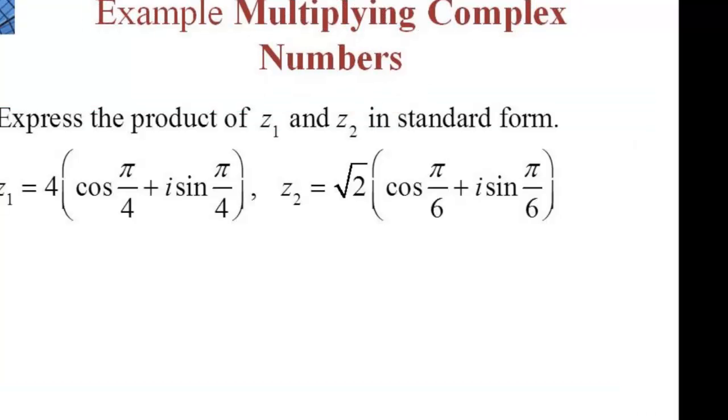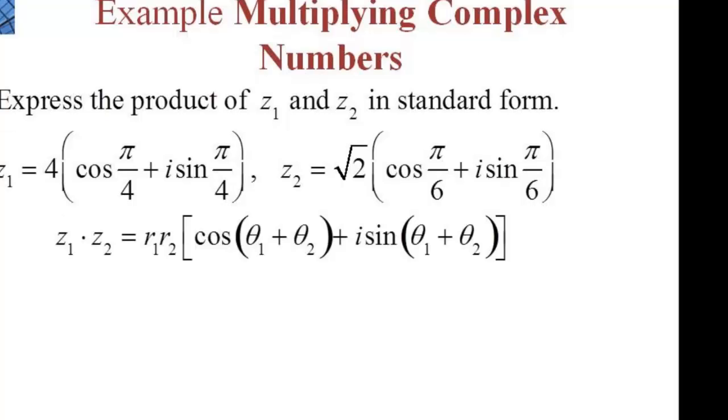And this is what it looks like when you actually are using it. If we have two complex numbers in trigonometric form, z1 is 4 times cosine pi over 4 plus i sine pi over 4, and z2 is square root of 2 times cosine pi over 6 plus i sine pi over 6. Here is our formula again.